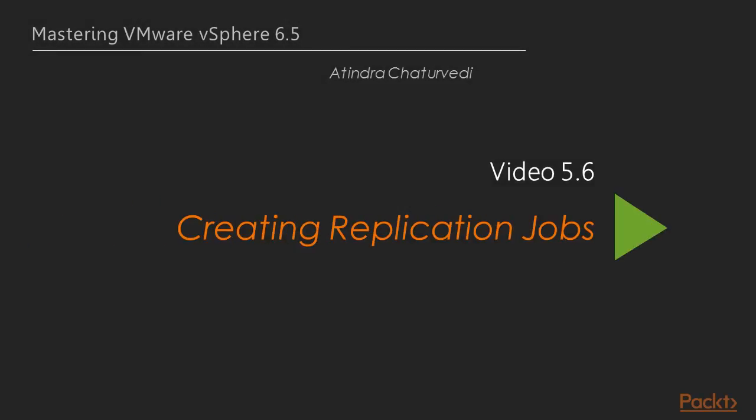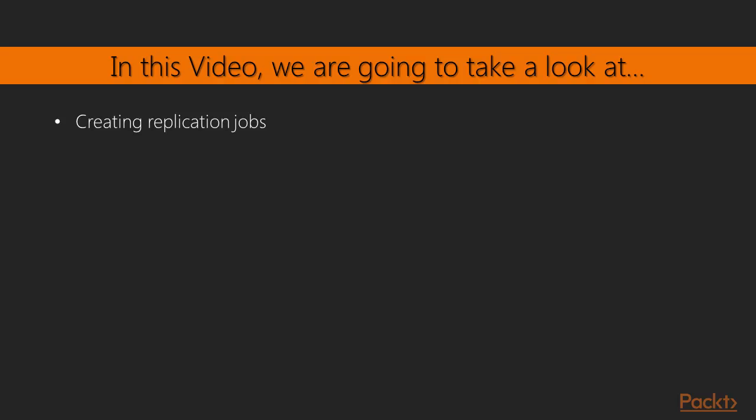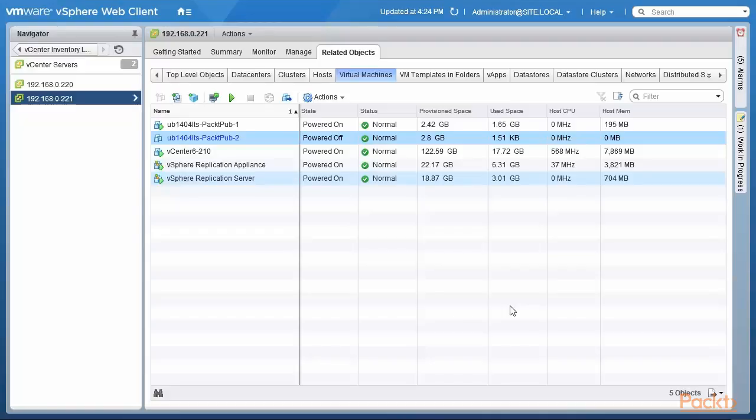In this video, we will look at creating replication jobs. We have already seen how to set up replication services at multiple sites. We have also seen how to set up replication targets. And now is the time to actually leverage that work and create the replication jobs that will do all the hard work for us. So now we are at our branch site 2, which has the vCenter 221.